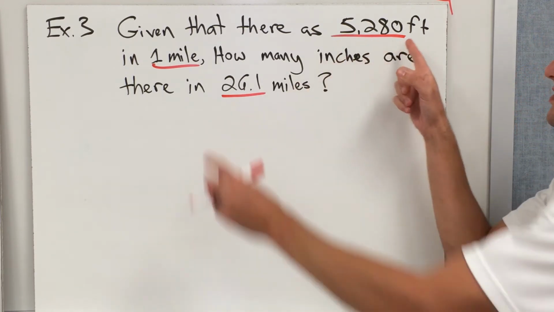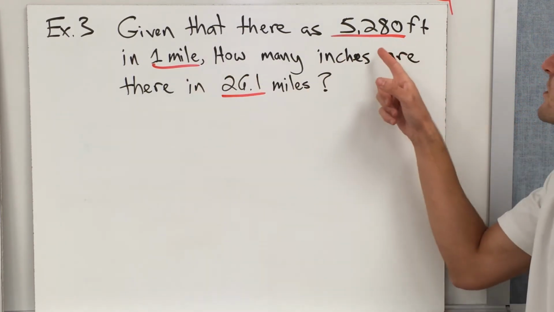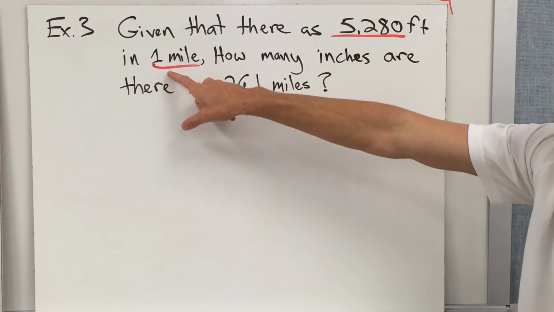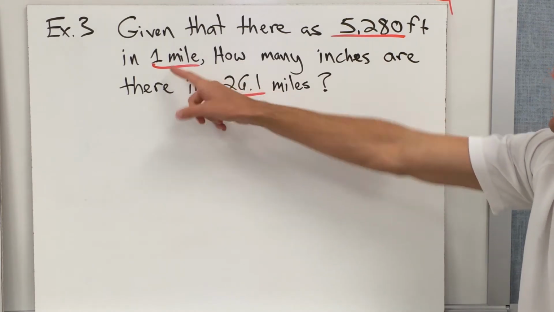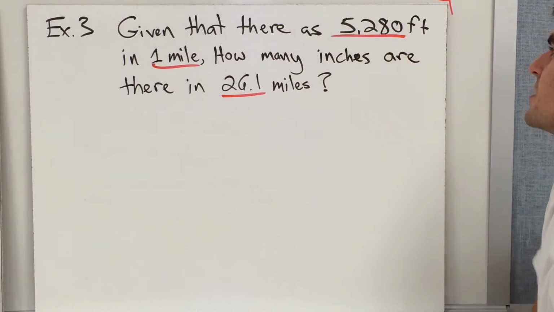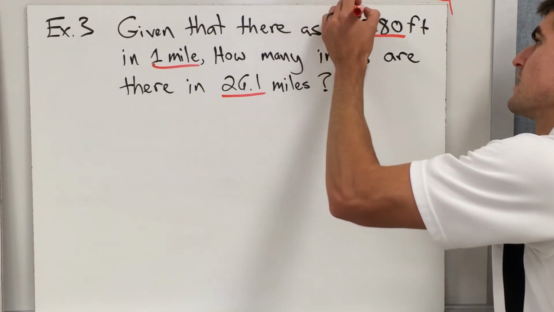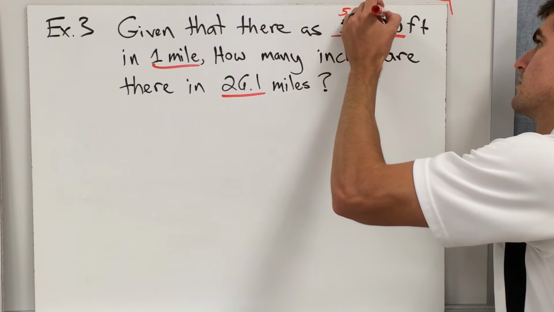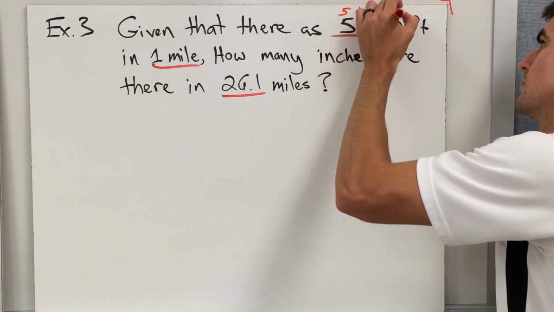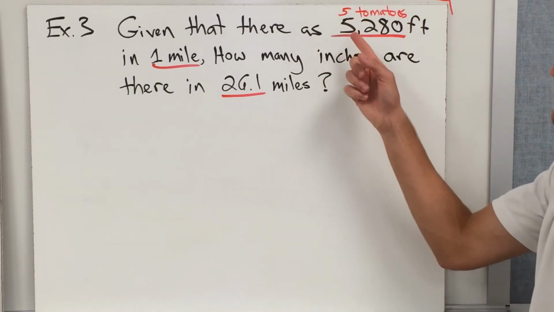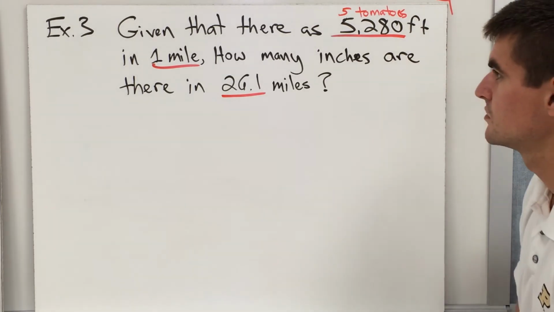Well, it looks like this is a conversion factor. It's telling me that there are this many feet in 1 mile. And if you didn't know this, a good way to remember it, just kind of a side note here, 5 tomatoes. Five tomatoes.